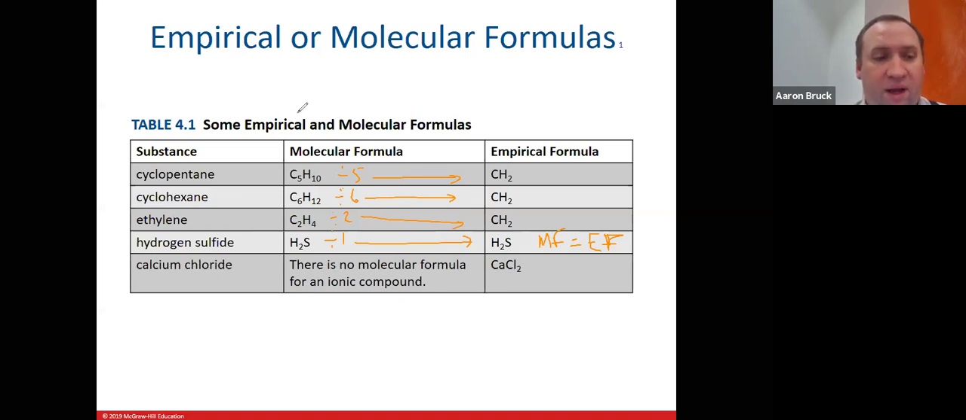For ionic compounds, again, there is no molecular formula for them because they exist in these wide arrays, these crystalline structures. So we really don't have a good telling on how many atoms there are in the structure itself, and that's okay. But we do know that the empirical formula is the ratio of one ion to the other.